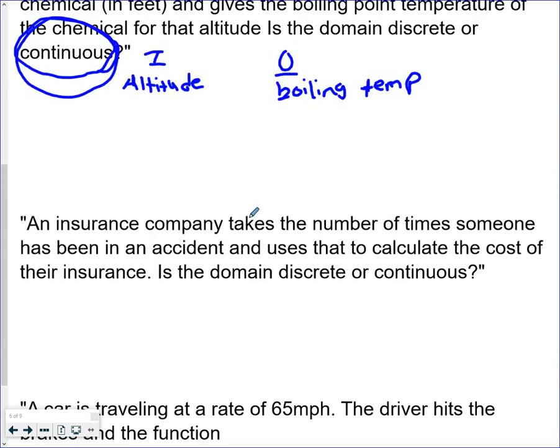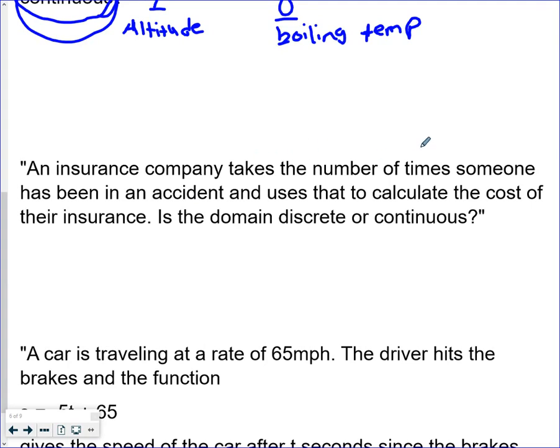Let's look at one that might not be continuous. An insurance company takes the number of times somebody has been in an accident as their input, and uses that to calculate the cost of their insurance. That's the output value, the cost of their insurance. So they put in the number of times they've been in an accident, and the function gives them the cost that they should charge for insurance.